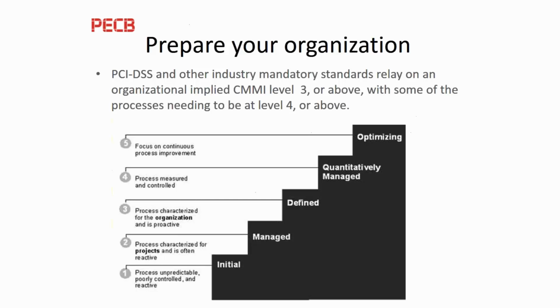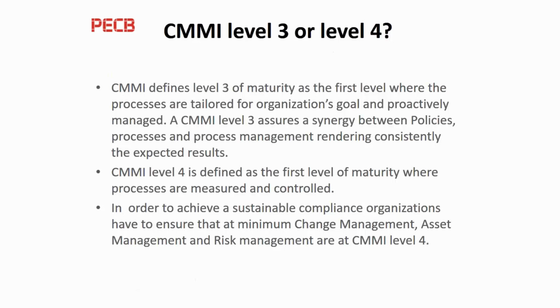Where level 4, again, if you look at this slide, is the level where the processes are measured and controlled, and they are quantitatively managed. If we are not able to have sustainable processes, how could we have a sustainable result? We can't.